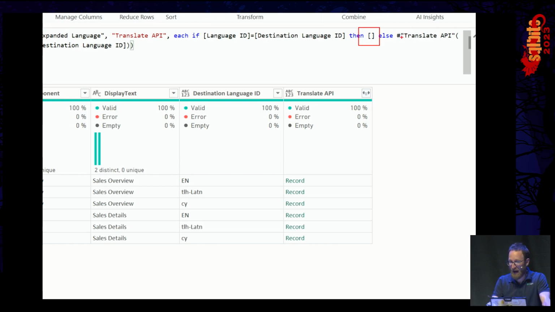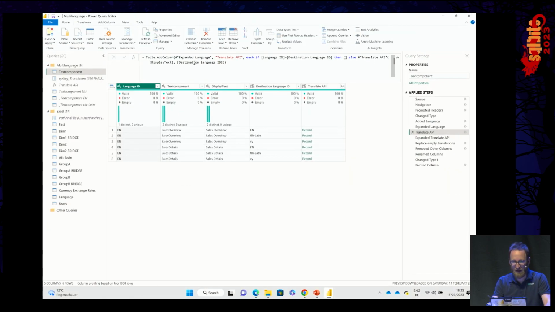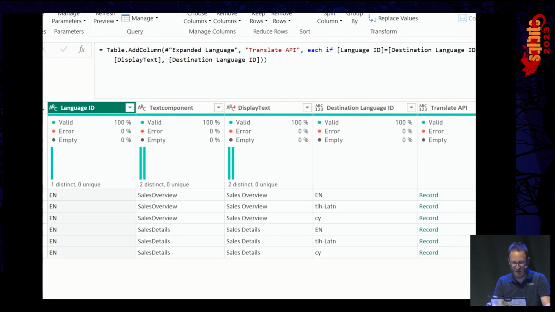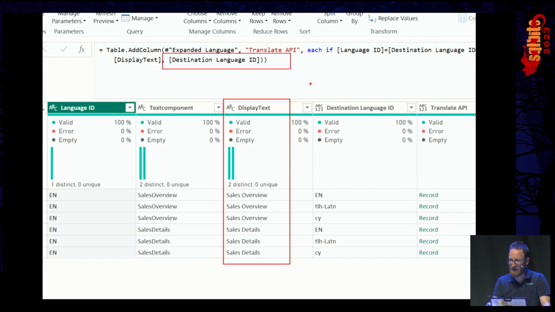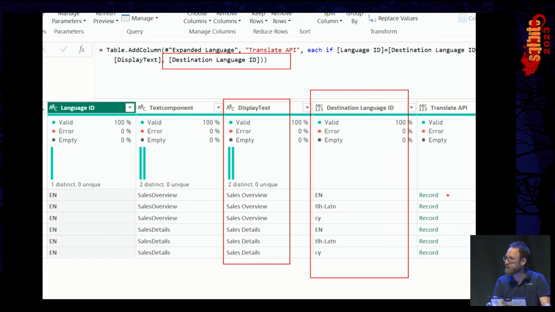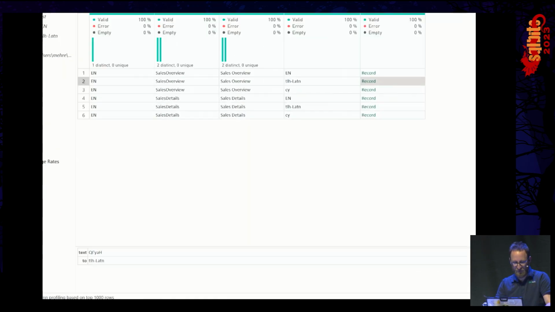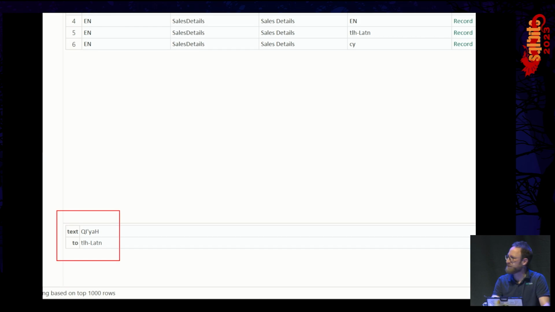In the other cases, I call this translate API function. There's a function here in Power Query, and I pass in, as you can see here, the display text. Display text is this column, and I pass in the language I want to translate into, this one. So I get these records here. For English, it's empty, right? That's what I would expect, because English to English translation is just empty. For another language, Klingon, I get the translations here. So I get a text and the language it was translated into.